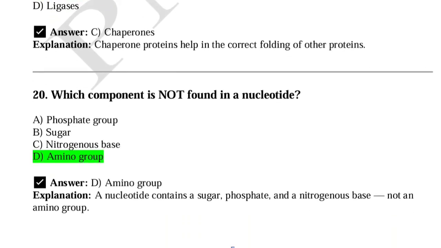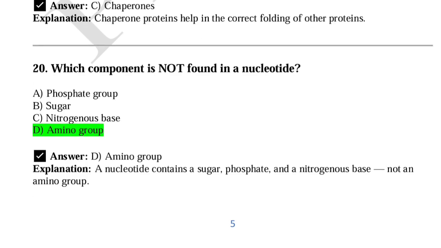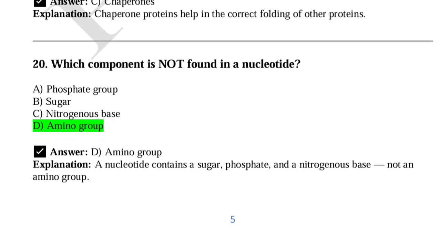Question number 20, which component is not found in a nucleotide? The amino group is not found in a nucleotide. There are 3 components which form a nucleotide, that is the phosphate group, sugar and nitrogen base. So a nucleotide contains sugar, phosphate and nitrogen base, and does not have any amino group.